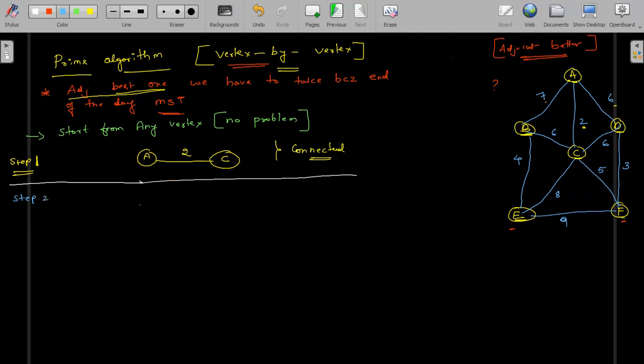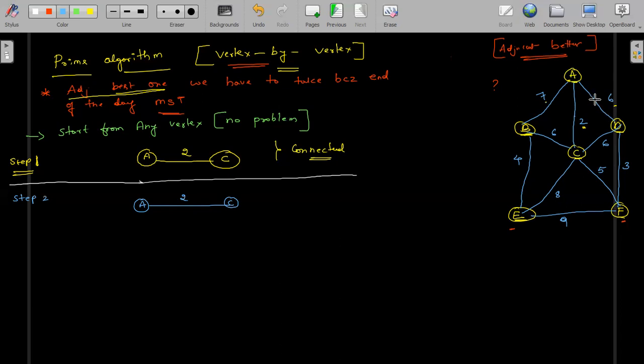Now we got this one. A is fine, and C is also fine. A to C is connected, weight is 2. Now from A, everyone observe. What is the degree from A? There is a degree 3 from A. Which one have we covered already? C is covered. Left is 7 and also D. So 7 and 6 paths are left here.